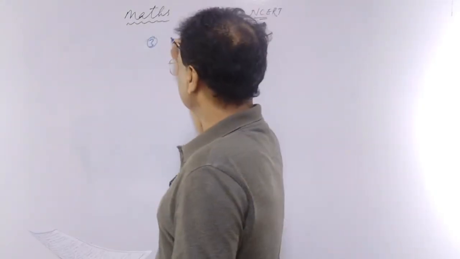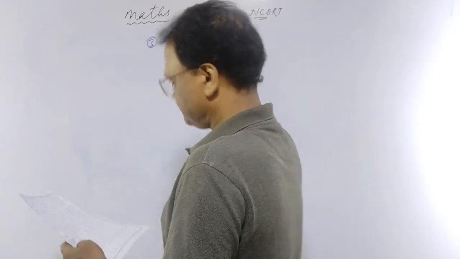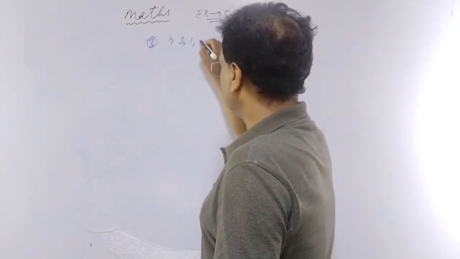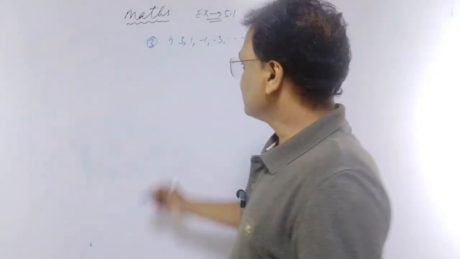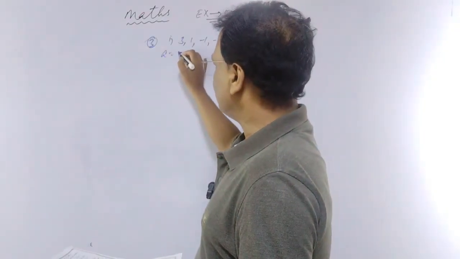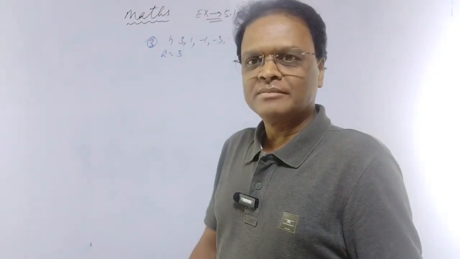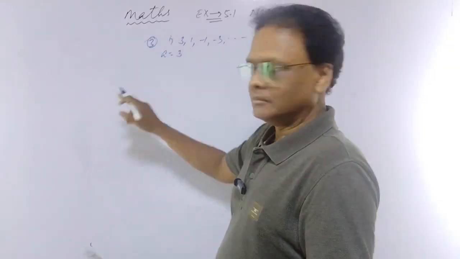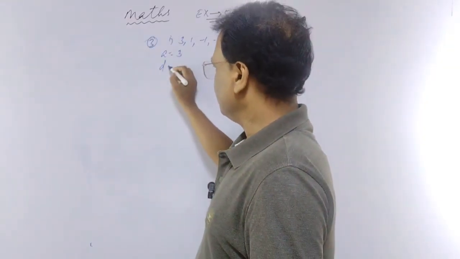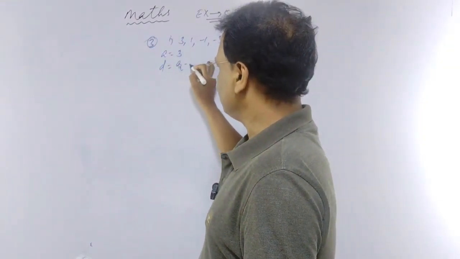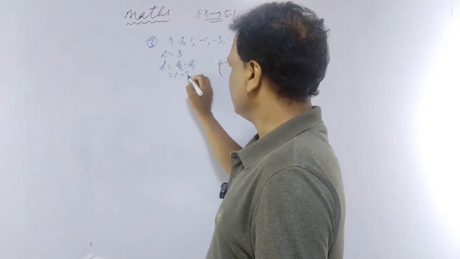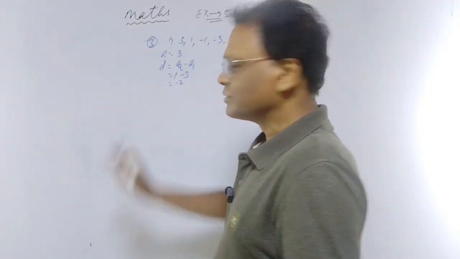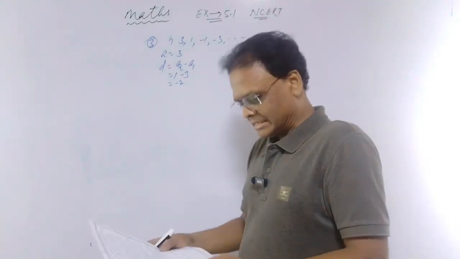The series is, first one is 3, 1, minus 1, minus 3 and so on. What is the first term? Very simple. The first term is 3. Next, D. The D formula is A2 minus A1, second term minus first term. What is the second term? 1. First term 3. 1 minus 3 is minus 2. Finished. First one is over.